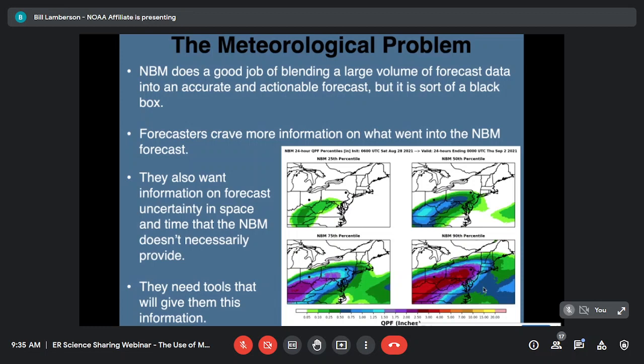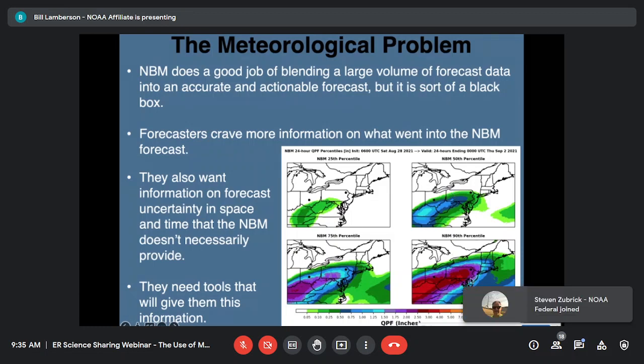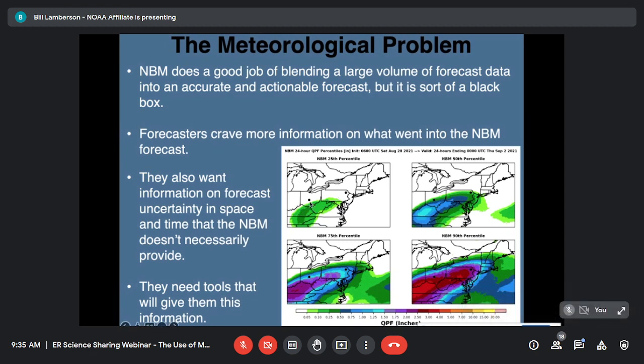So just to kind of illustrate this, I have some of the NBM percentile forecasts for Hurricane Ida's rainfall. So we have the 25th, the 50th, the 75th, and the 90th percentiles. On all 4 of those plots, I have 2 black dots. One is showing the location of Columbus, Ohio, and the other is showing the location of Scranton, Pennsylvania. And if we look at the 4 percentile forecasts for those 2 locations, they're almost identical.